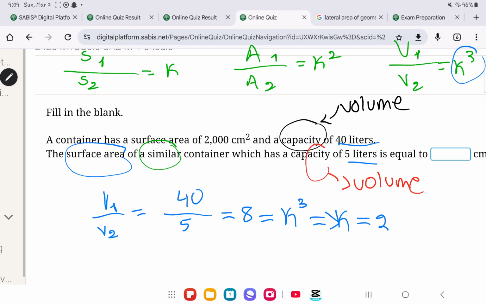Or if you don't know how to find it, if it's a big number, you can do shift, and then you click on the radical, you are going to get the third root or the cube root. And then you put the number 8, you are going to get 2.